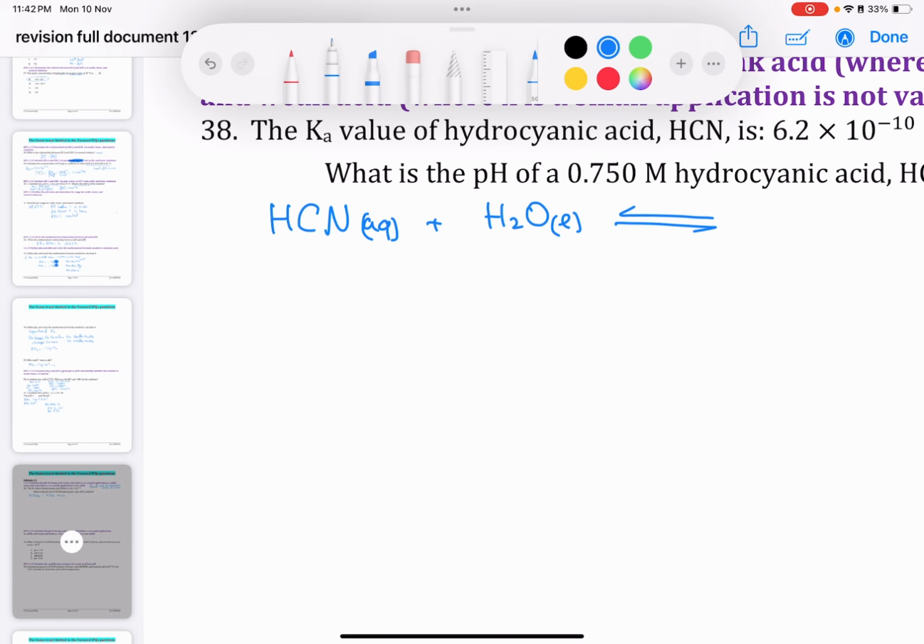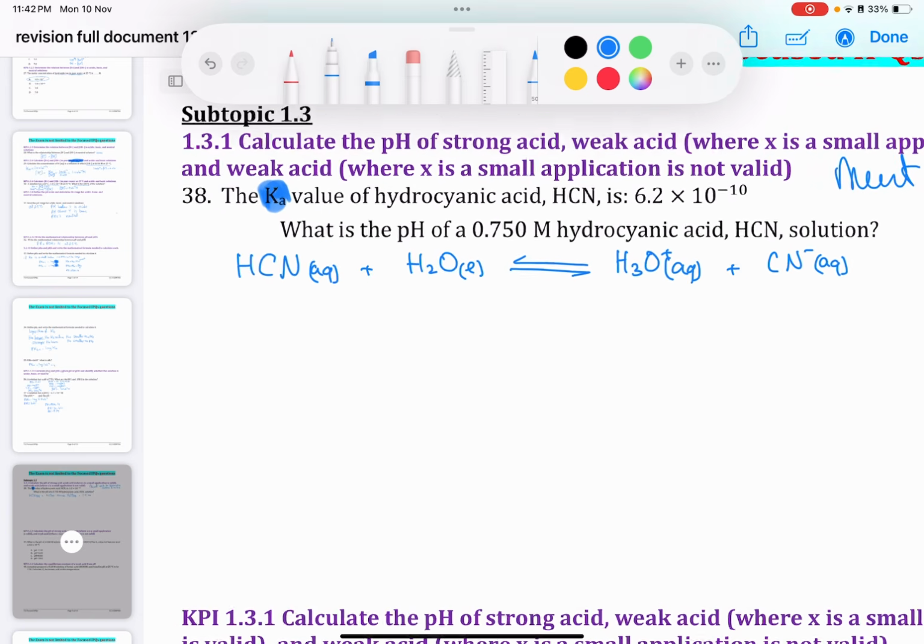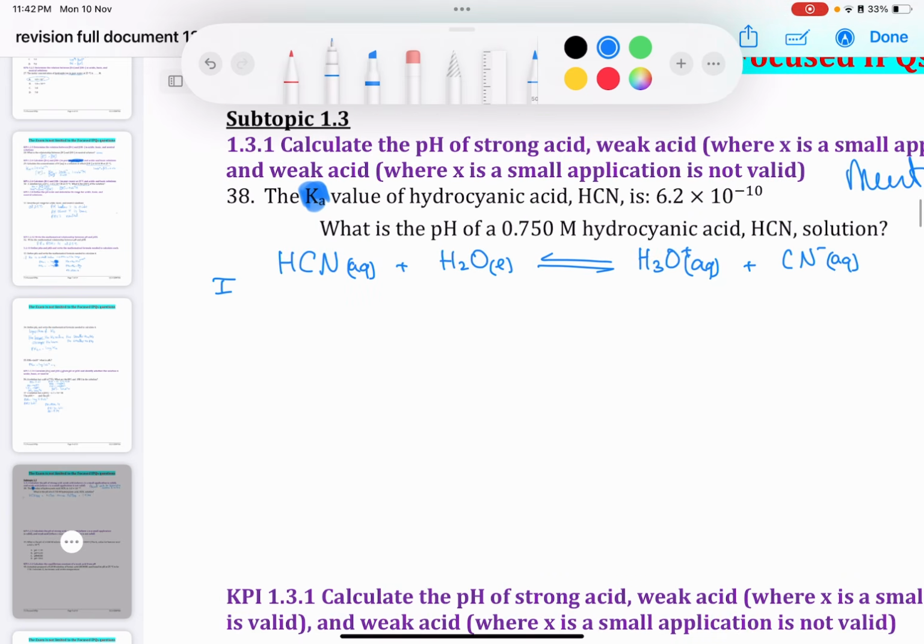They will never give you Ka if you have a strong acid. So by simply giving Ka in this question, it means that this is a weak acid. Therefore, I must write these two-sided arrows. It will ionize to give me hydronium ion and cyanide anion. Now, initially, change and equilibrium. We are not going to write anything under water because it is liquid. It doesn't participate and becomes an ion over here.